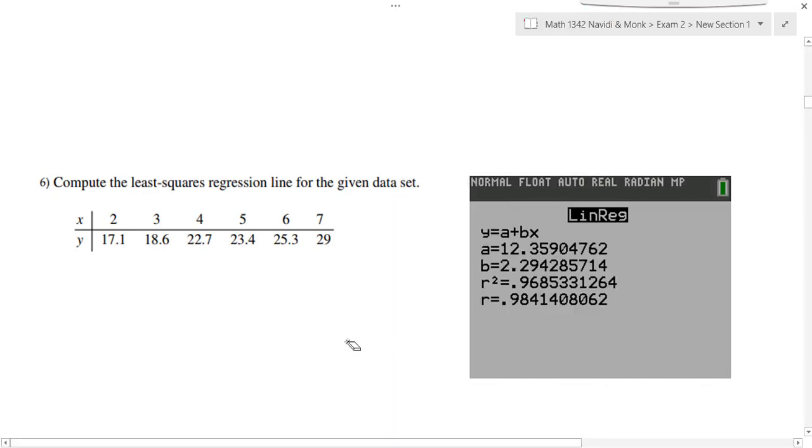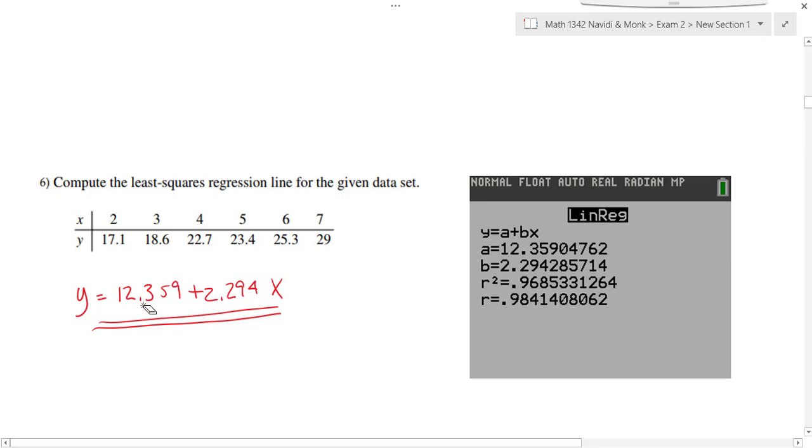So for this output from my calculator, what would be the equation for the least squares regression line? Y equals, how do I write my answer? This is telling you the pattern. Your constant term is going to be the number that you get for A. Your variable term is going to be what x is multiplied by. That's the number that you get for B. So I would write y equals 12.359 plus 2.294x. Y equals your constant term plus your slope times x.